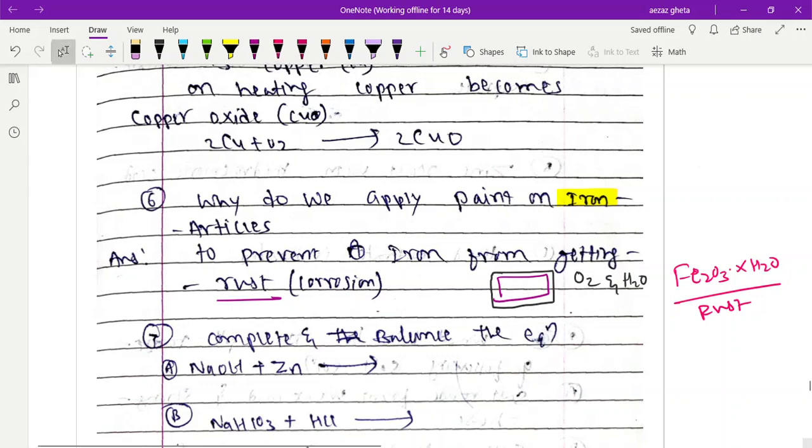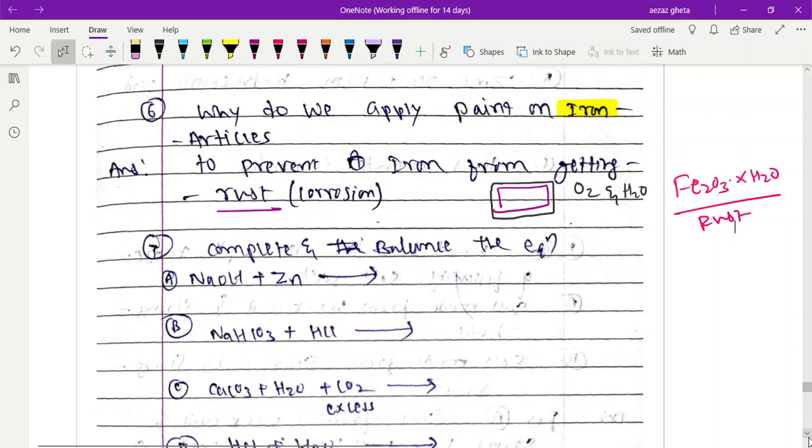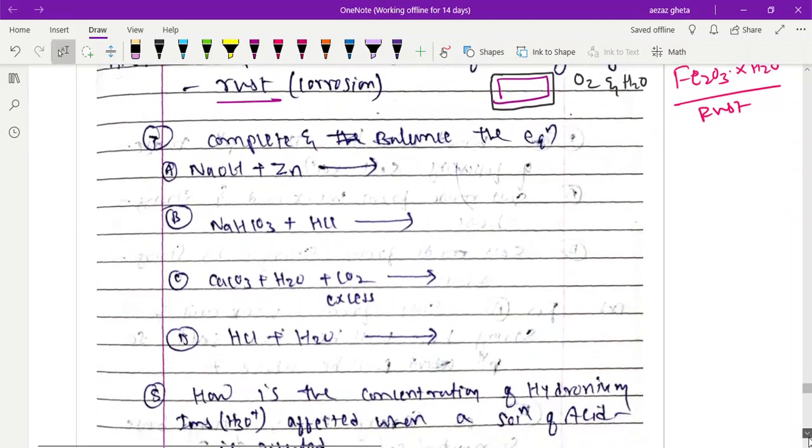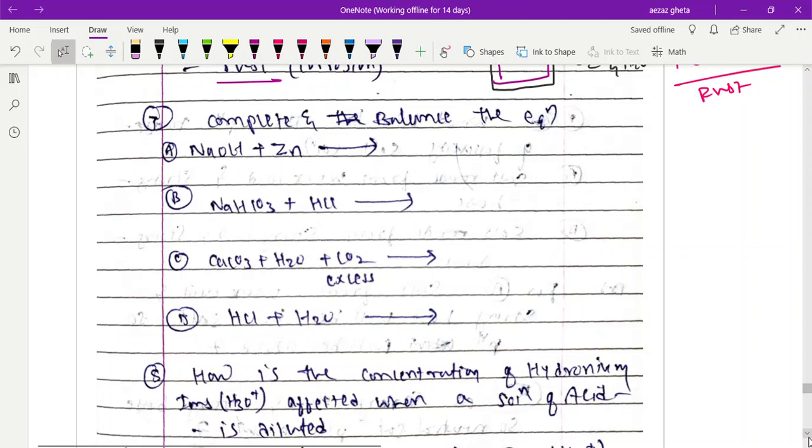Complete and balance the equation. Let us see how many can do this question. If you have good enough practice, then I think you can solve all these questions. Base will react with metal. Normally the base does not react with metal, only zinc and aluminium. These zinc and aluminium are amphoteric metals. They react with base, while other metals react with acid to liberate hydrogen gas. Here Zn reacts with NaOH to form Na2ZnO2. Remember what it will form?